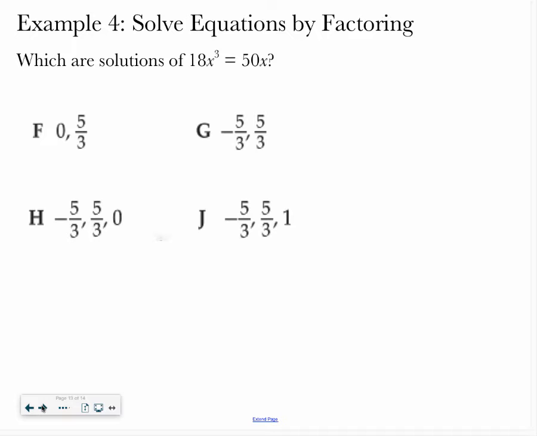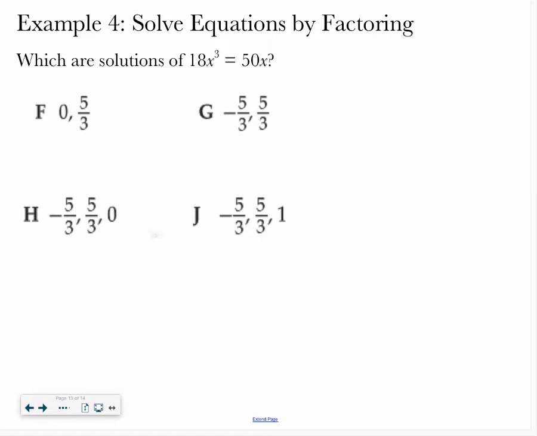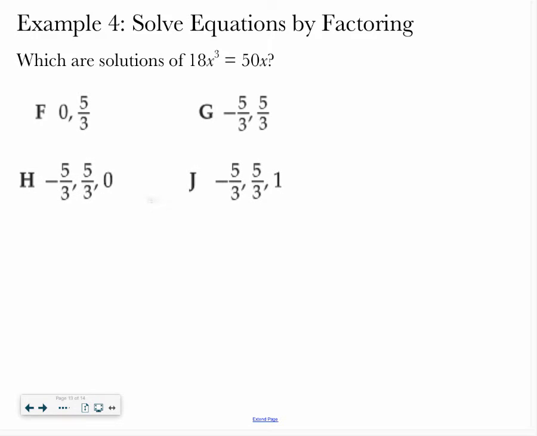So if I ask you to solve equations by factoring, and I give you 18x cubed equals 50x, and I want to know what my solutions are, the way that we are going to solve this is first to get everything on one side and set it equal to 0. It's very important that you get used to moving everything to one side and having it equal to 0. It's going to be very, very important for the rest of this chapter and for next chapter.